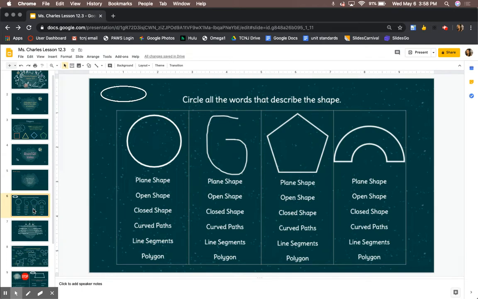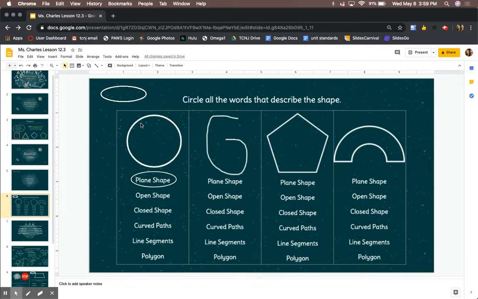It says circle all the words that describe the shape. Up here, you notice this oval looking shape. You're going to be clicking and then dragging it over, and there's plenty of them to be used throughout answering these questions. There's going to be different amounts of circles for each of these. Depending on what this shape fits the description, you're going to be dragging the circle over.